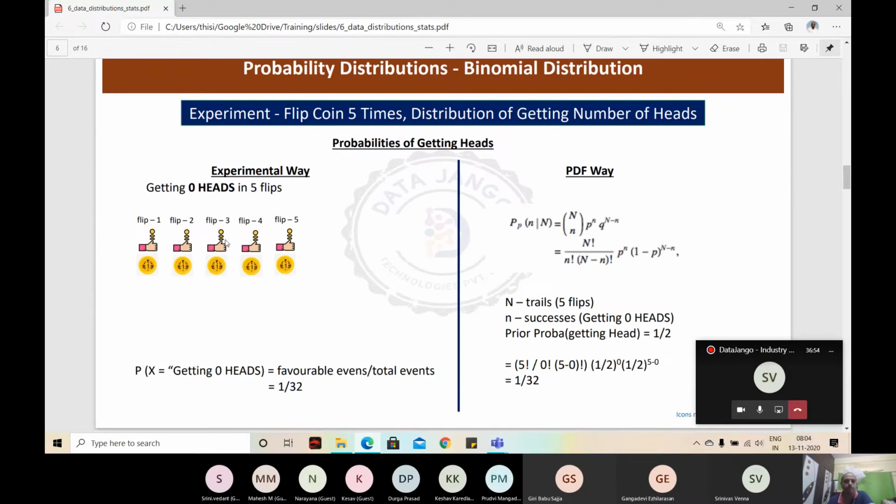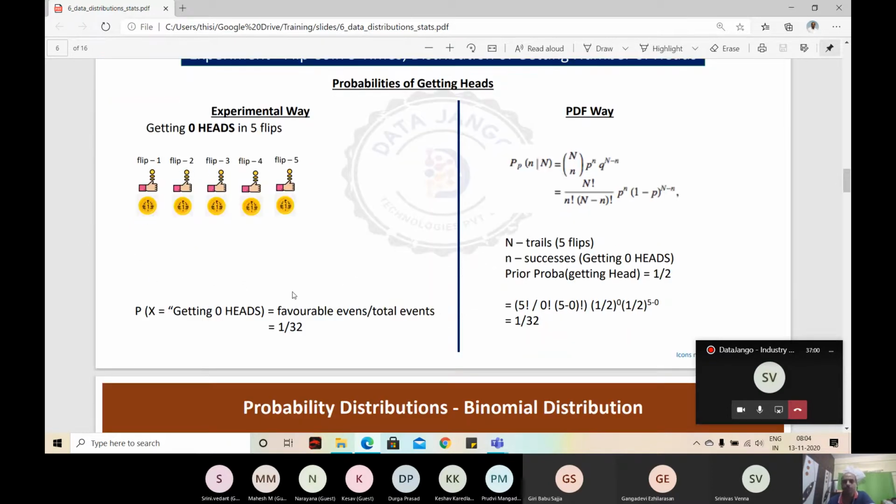If I have to assess the probability of getting 0 heads out of these 32 combinations, we'll get only one combination, which will be all tails. So 0 heads, only one possibility out of 32. 1 by 32 is the probability. So we are actually taking favorable events divided by the total number of events. That's the probability.